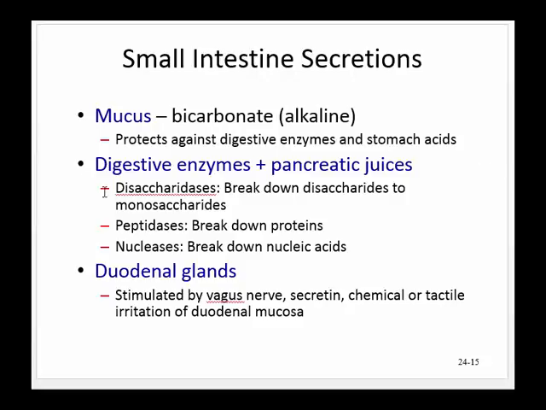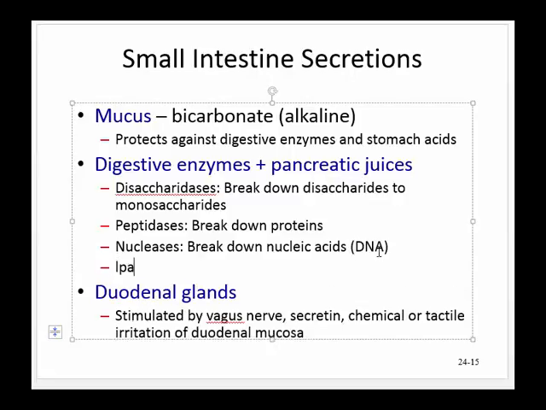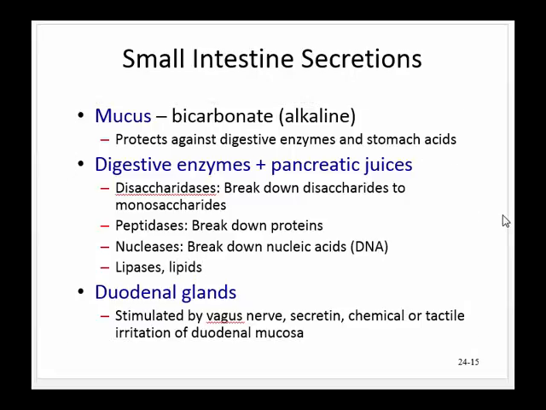And then there are different types of enzymes. A disaccharidase is going to break down our sugars. A peptidase will break down proteins. We have nucleases that break down nucleic acids like DNA. We also have lipases, which break down lipids or fats. And this is important because once that chyme from the stomach enters into the small intestine, it probably still needs to be further broken down.